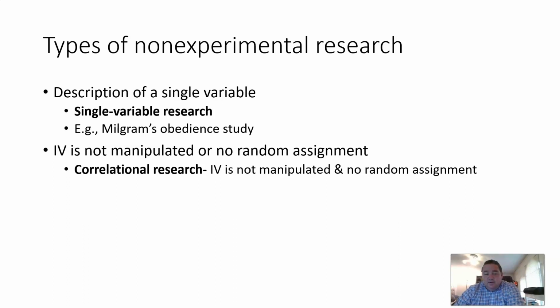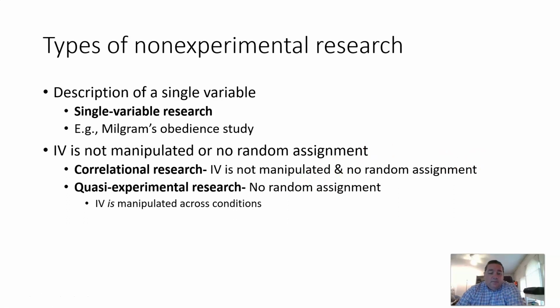So the IV, the independent variable, is not manipulated or no random assignment. So correlational research, independent variable is not manipulated and no random assignment. Quasi-experimental research, no random assignment, independent variable is manipulated across different conditions. So the key thing there is they're missing random assignment. And qualitative research is research conducted usually with selected individuals for different traits they possess, and you're collecting rich data. It's not experimental data, though.